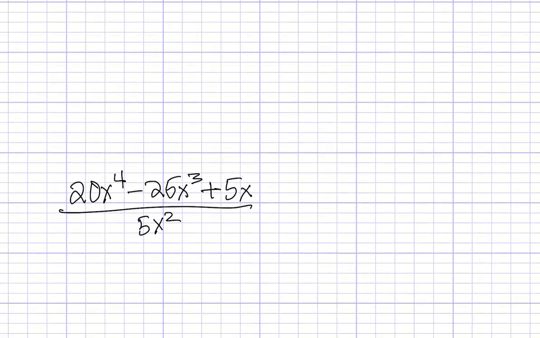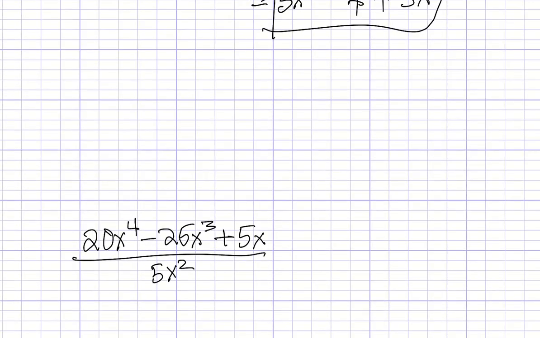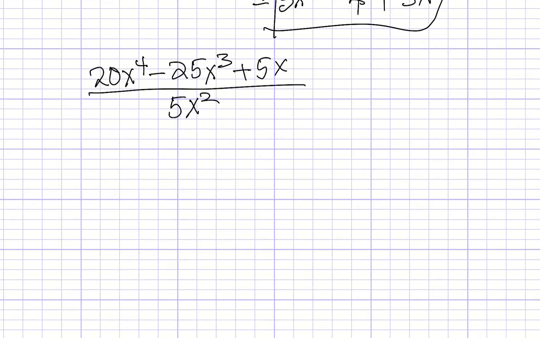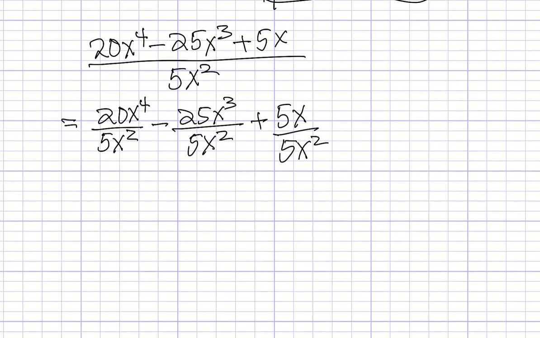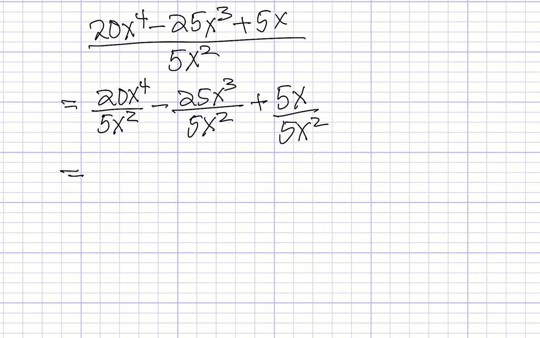Okay, I think there's one more example that will end up like that. Let me move this up because it's a little bit involved. Okay, you see what it's giving us there? So we'll proceed the way we've been doing it, right? 20x raised to the power 4 over 5x raised to the power 2 minus 25x raised to the power 3 over 5x raised to the power 2 plus 5x over 5x raised to the power 2. You see that, right? Okay, so we'll start knocking things out.